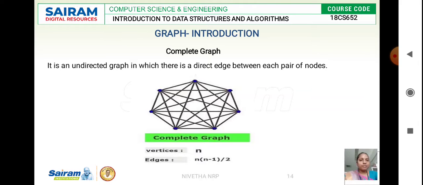See, for the particular first point, you have a direct edge to all other vertices. Can you take the second point of vertex? Again, that is connected to all the rest of the other vertices. Similarly, the entire graph is connected with all the pairs of vertices and all the nodes are connected to each other.